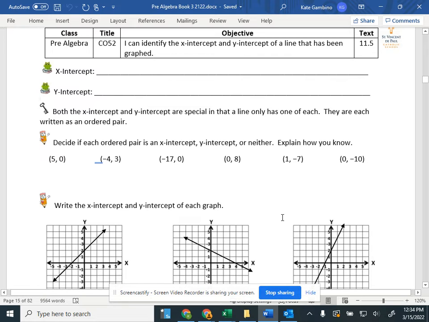Good afternoon. Today we are starting our new unit. We just took our Unit 8 test, which was on the slope. So we were working with our coordinate planes with the slope. Today we're starting Unit 9. So we are going to be working on CO52. I can identify the X-intercept and Y-intercept of a line that has been graphed.